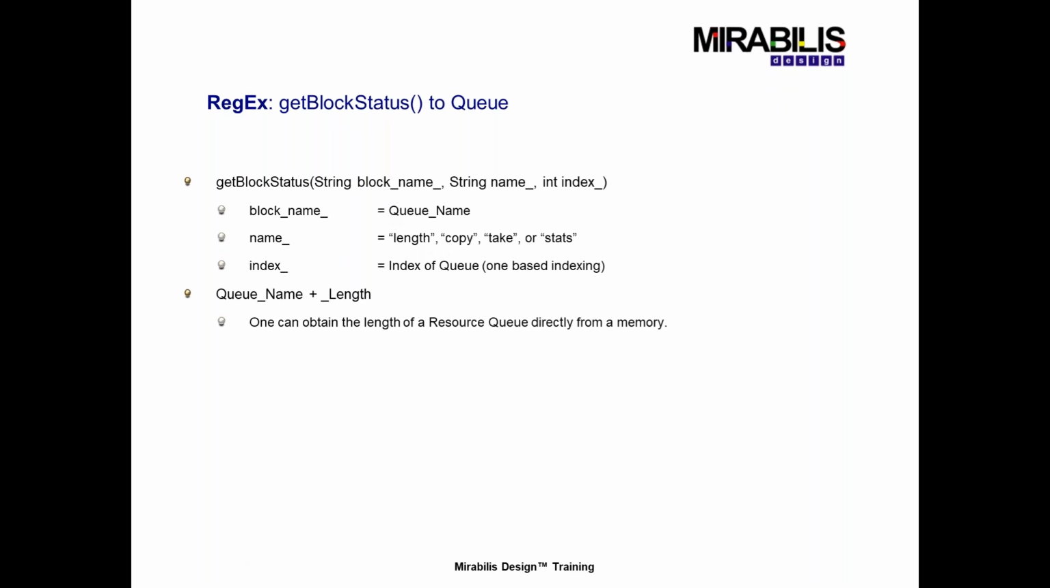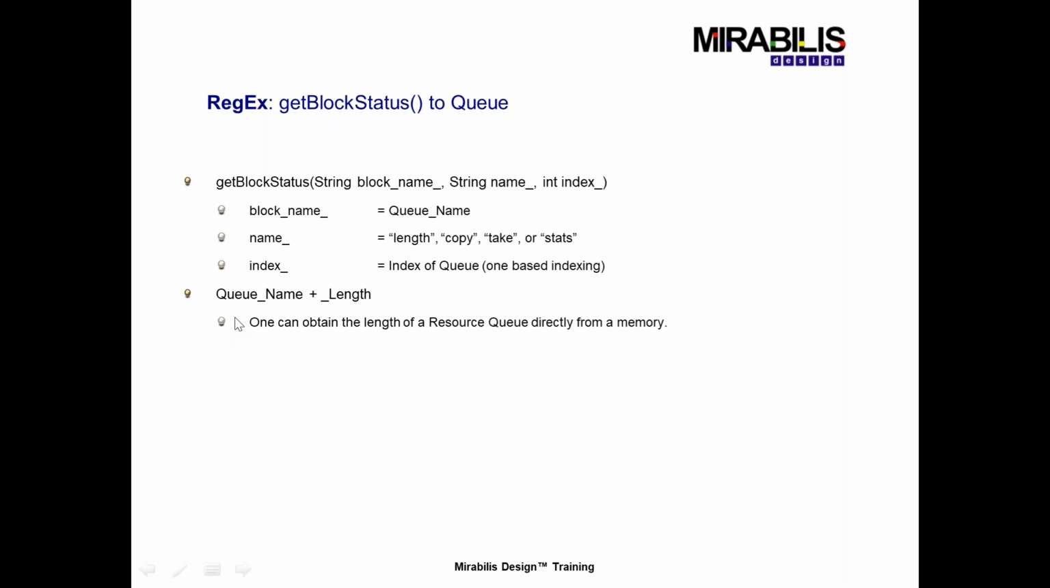If you're inside the script code, the block name is whatever the name of the queue is. The name is where it's a length, copy, take, stats, get, things like that. And the last one is the index of the queue. It's always a one-based index. There's not a whole lot you can modify for anything that's within the script. Remember, if you're using a queue or the server block, you can have multiple indices for that one. But for this one, the last one is always one.